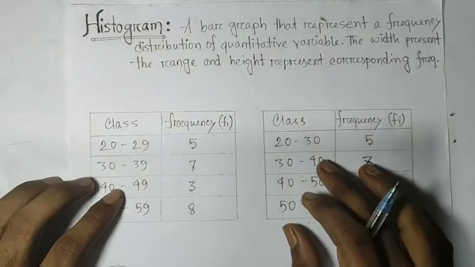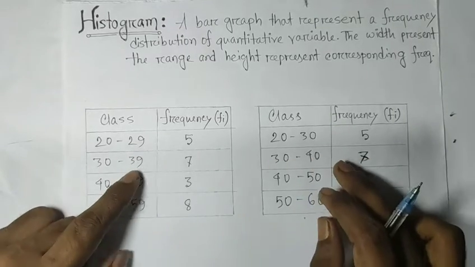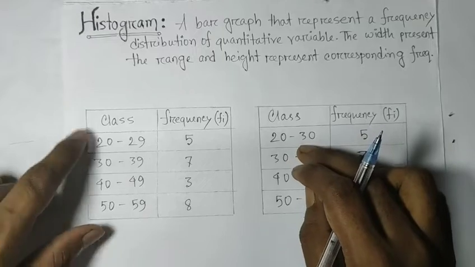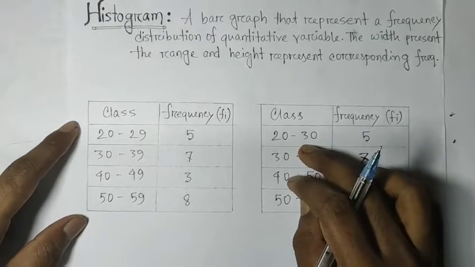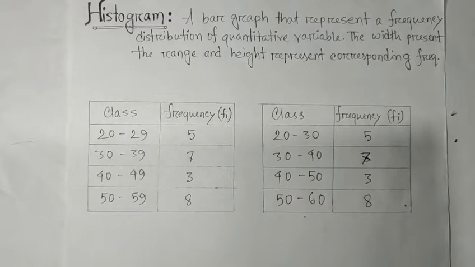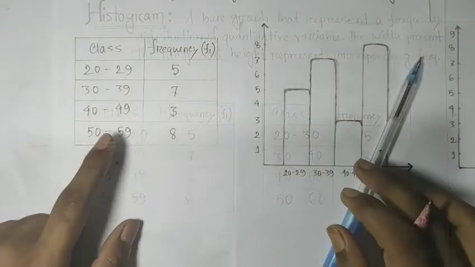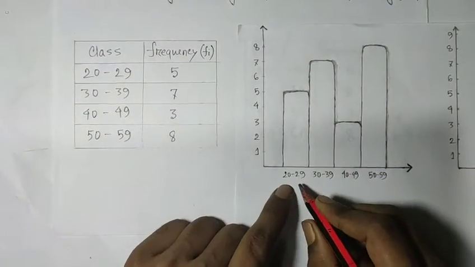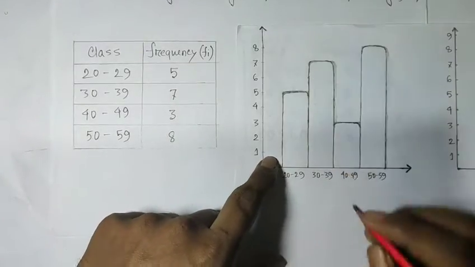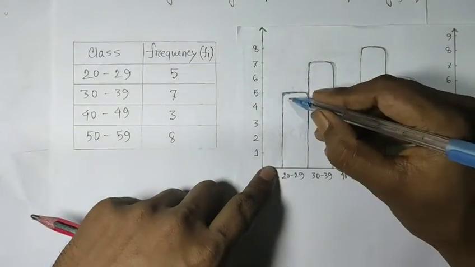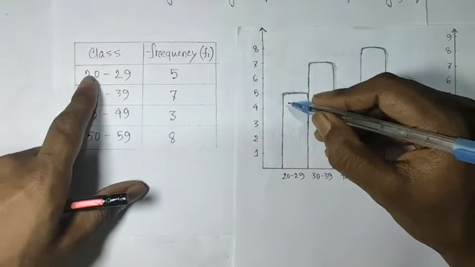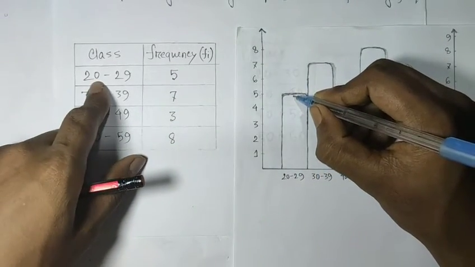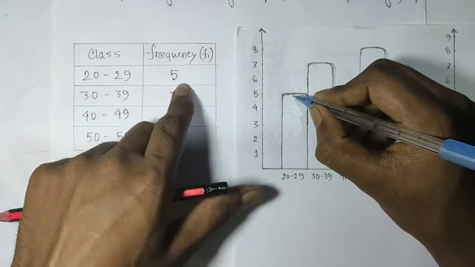As you can see, we took two frequency distributions here. One is inclusive and the next is exclusive. So what is the difference between inclusive and exclusive frequency distribution? For the inclusive method, we are representing the class marks for the bars, and the bar's height is representing the frequency of this class. Here the height of this bar is 5. That means the frequency of this class must be 5.